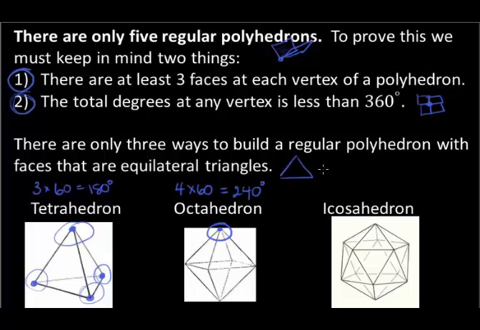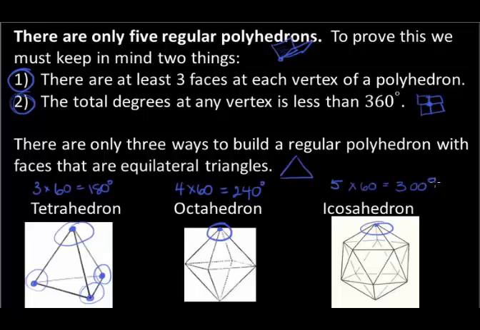How about 5 of them? Well, if we try to hook 5 together, it does work. It's opening up a lot more. You see it's getting a little flatter here. But here we are joining 5 triangles at each vertex. And so we get 5 times 60, or a total of 300 degrees at each vertex.